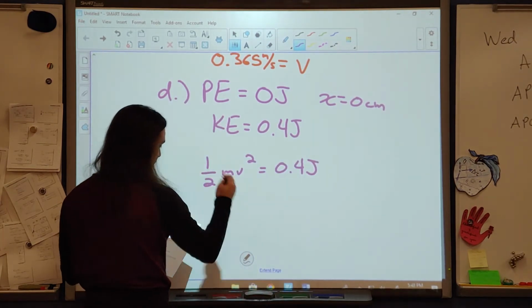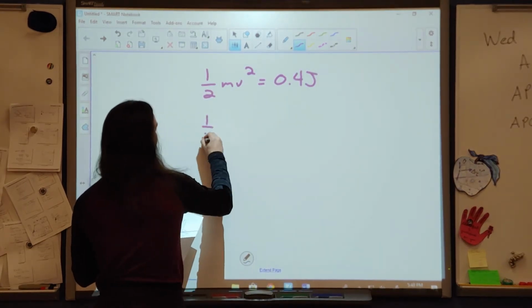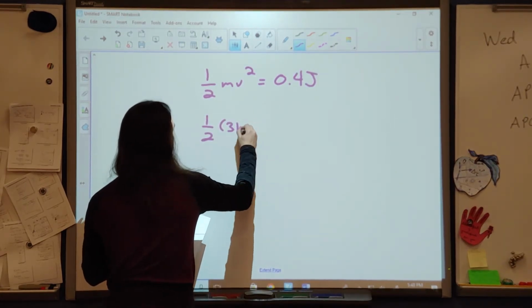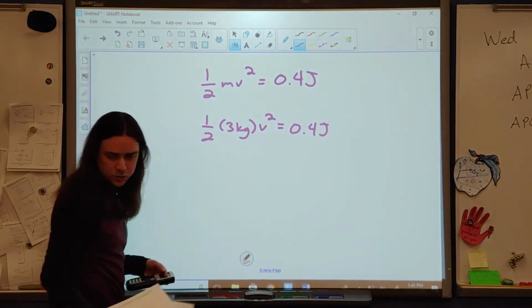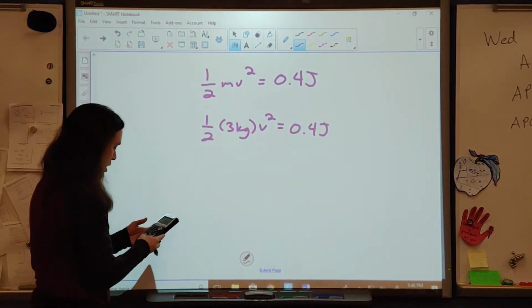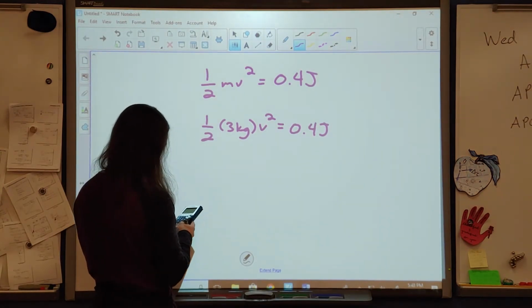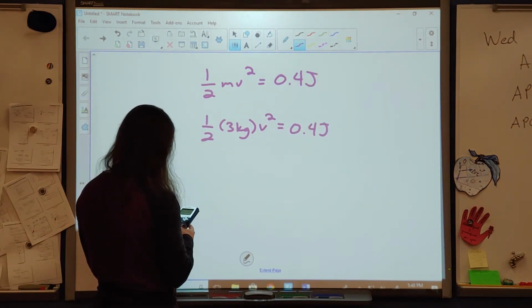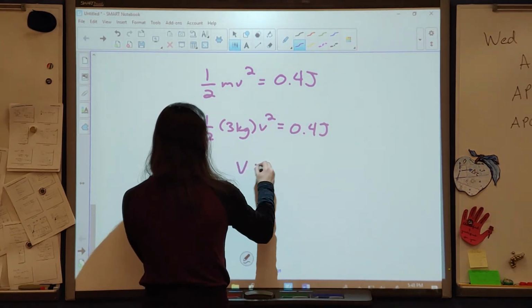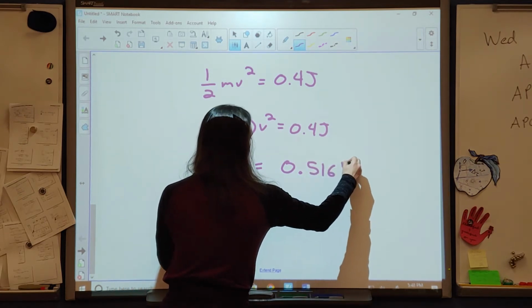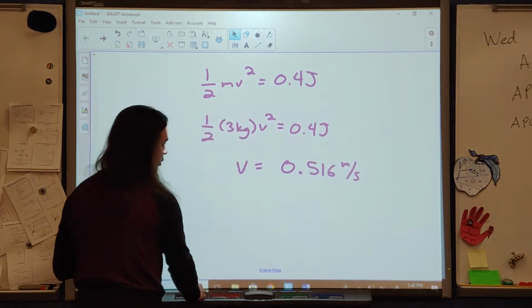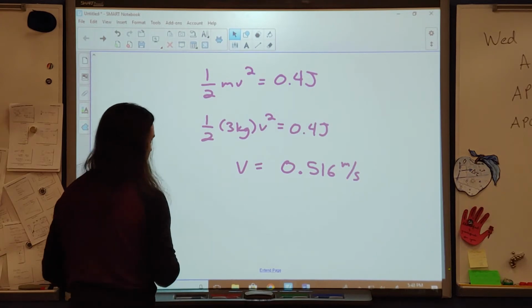And we do basically what we did just a moment ago. We've got 1/2 times 3 kilograms times v squared equals 0.4 joules. Okay, so let's see what we get. I'll take 0.4 times 2 divided by 3. And then I take the square root of that, and we end up with, our speed should come up to 0.516 meters per second. In other words, about 52 centimeters per second.